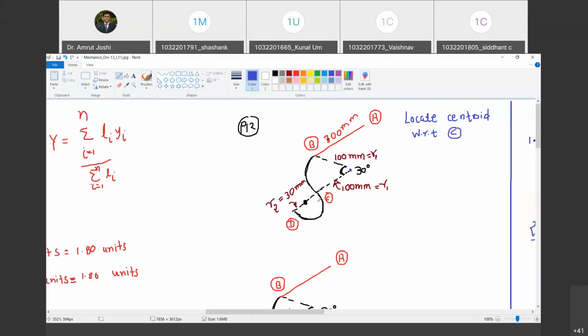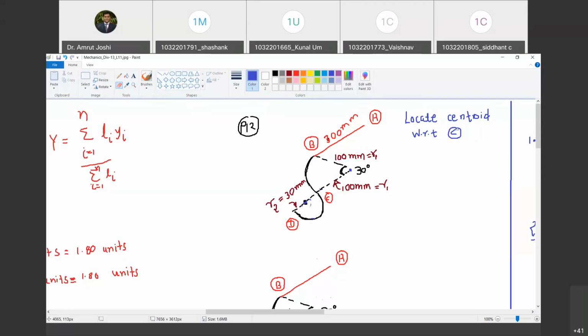Yes, sir. And then you have another circle. This wire has been bent into a semicircle here. So part DC is a semicircle. Are you with me? Yes. Because the angle subtended by the radii vector with reference to origin is 180 degree, therefore it ought to be a semicircle. Happy? Yes, sir. And its radius is given as 30 mm.